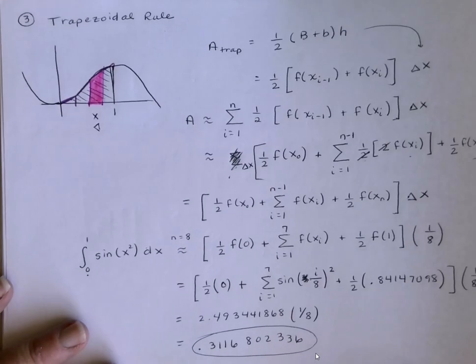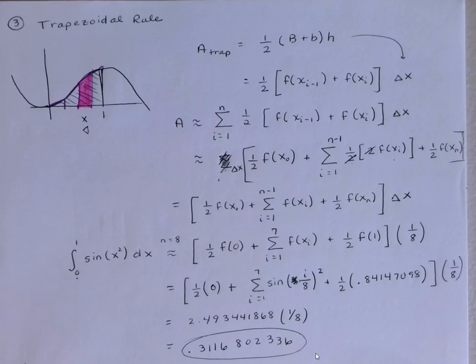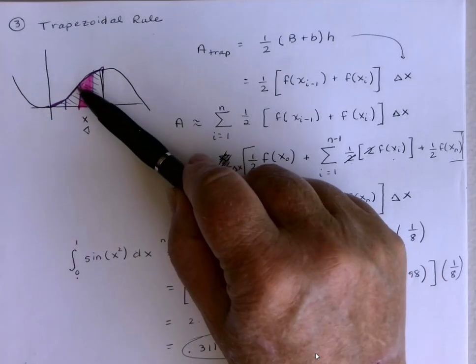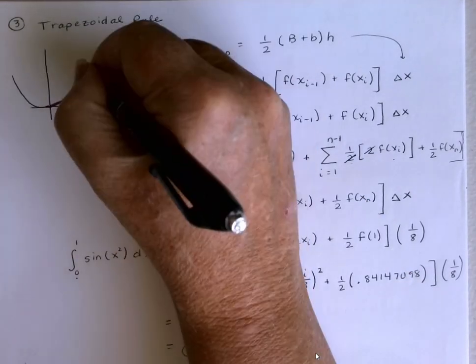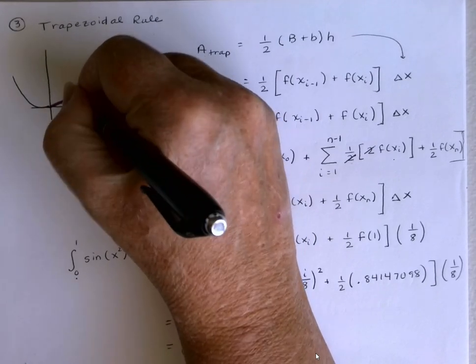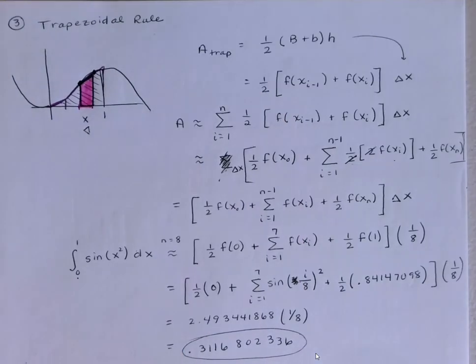The next numerical approximation rule is called the trapezoidal rule. And what we do is, instead of leveling off like a rectangle, we actually draw a straight line from the height at the left endpoint to the height at the right endpoint. So we end up with that shape that I've got highlighted there, a trapezoid.